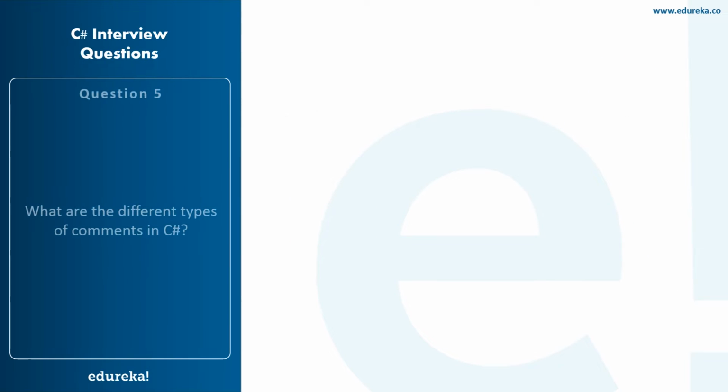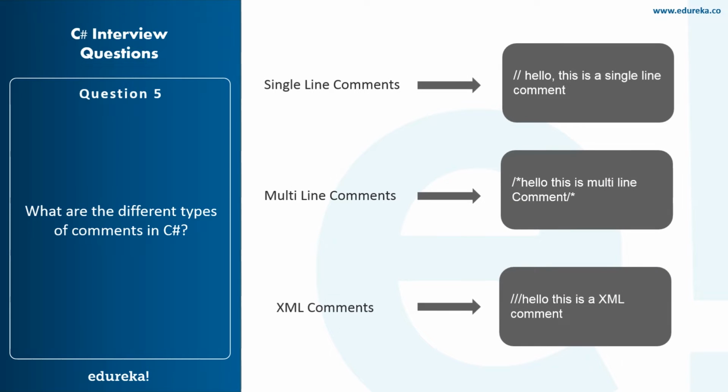Now I'll move on to the next question, which says what are the different types of comments in C#? Majorly, C# supports only three types of comments, which are single-line comments, multi-line comments, and XML comments. The syntax of the same is given on the right-hand side. To write a single-line comment, you just have to type // and write your statement. Similarly, if you want to write a multi-line comment, you type /* and then write your statement, and when you're ending it, simply type */. When you're writing an XML comment, simply type /// and then write your statement.